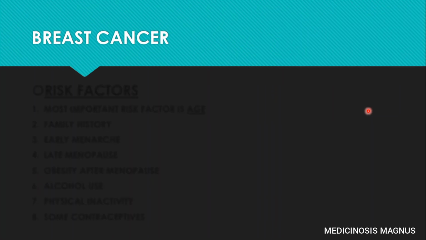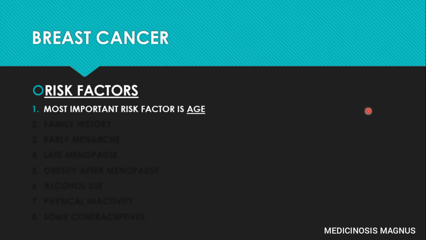Now let's see what are the risk factors for one to develop breast cancer. The most important risk factor is age. If you're above 50, then your chances of having breast cancer increases. Just like that, if you are below 40, the chances of you having breast cancer is less. Then family history. We all know that with breast cancer, most of the time people would say they had some family history.